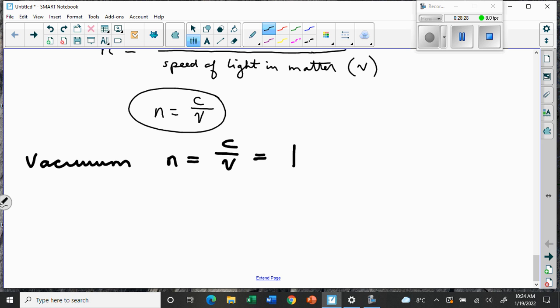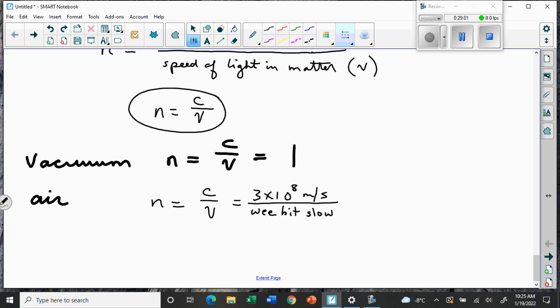But if we do something like air, and we do n equals c over v for air, what we find is the top part, the c, that's like 3 times 10 to the 8, remember, meters per second. And we find that the bottom is just a wee bit slower. A very small bit. Okay? So I'm just going to write here a wee bit slower, because we don't really need to worry about the number. But what happens to a fraction if the bottom is a little bit smaller than the top?